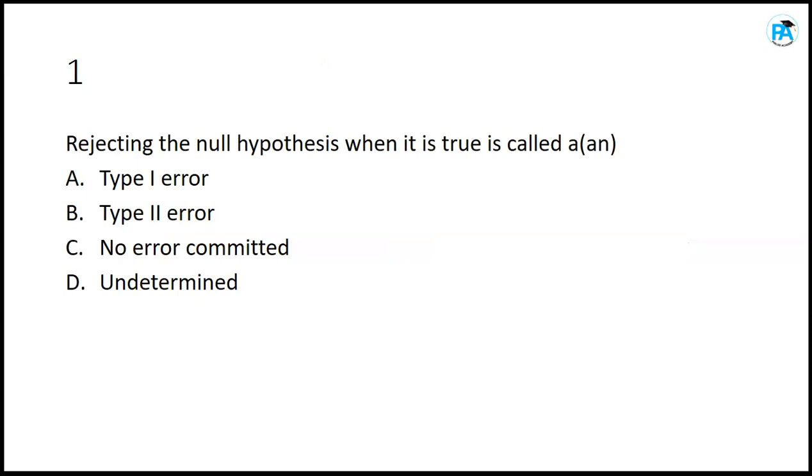Question one says, rejecting the null hypothesis when it is true is known as, or is called, now whenever you reject the null hypothesis, are you with me? When it is actually true, okay, you've committed type 1 error. So the correct answer for this is A. Whenever you reject the null hypothesis when it is true, you've committed what? Type 1 error. Is that clear? Yeah. You've committed what? Type 1 error.